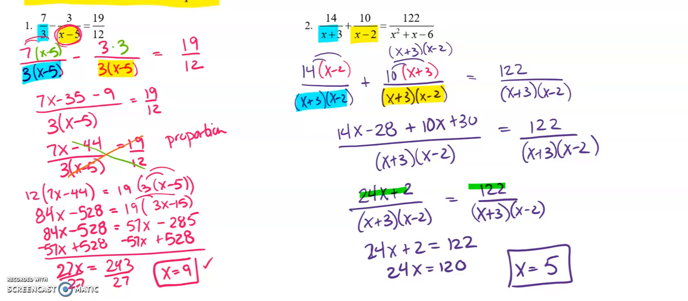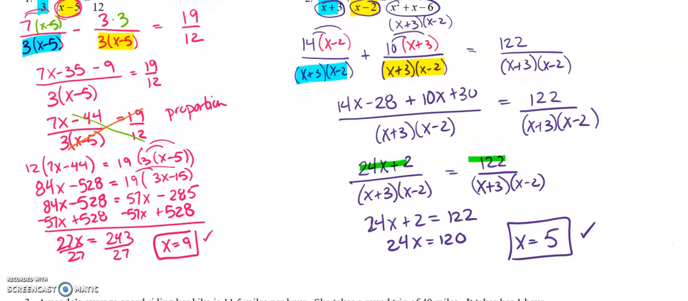Then we have to take that 5, plug it back into our denominators, and make sure we don't get 0. X plus 3 is 8, not 0. 5 minus 2 is 3, not 0. So x equals 5 is a legal choice for an answer.